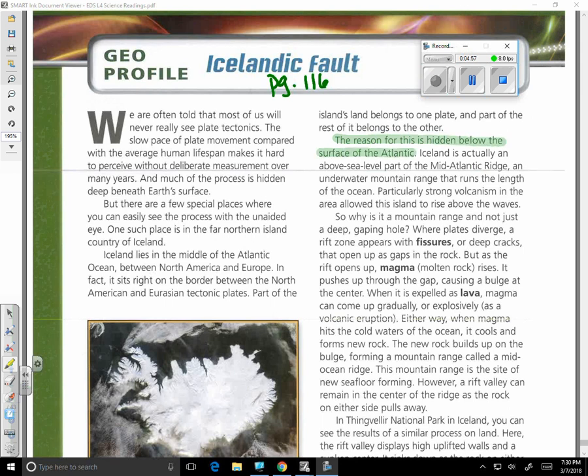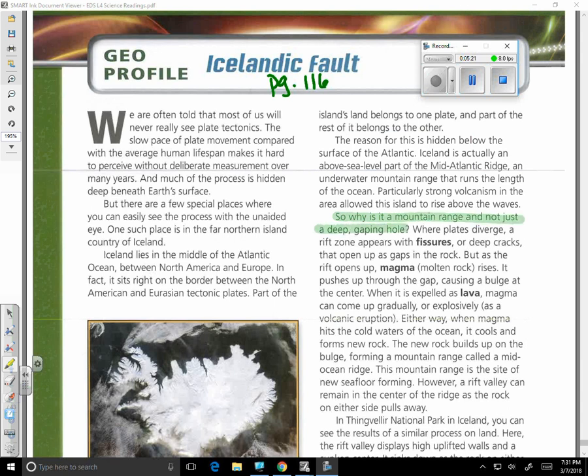Iceland is actually an above sea level part of the Mid-Atlantic Ridge, an underwater mountain range that runs the length of the ocean. Particularly strong volcanism in the area allows this island to rise above the waves. So why is it a mountain range and not just a deep gaping hole?